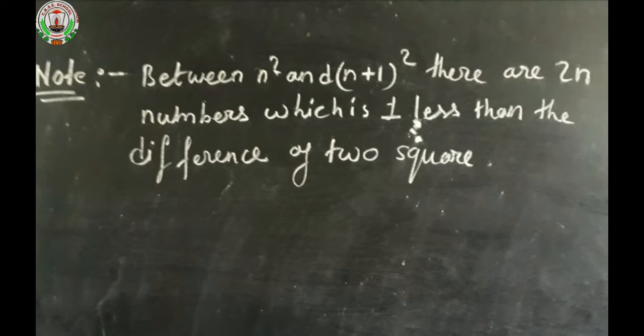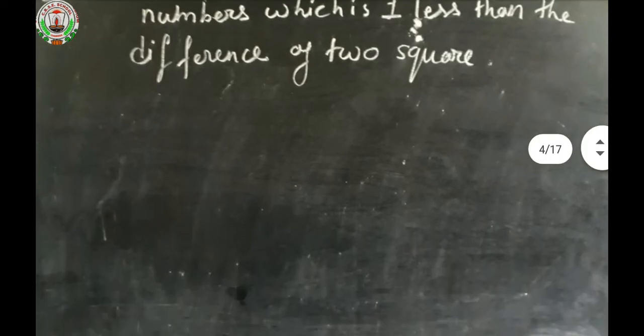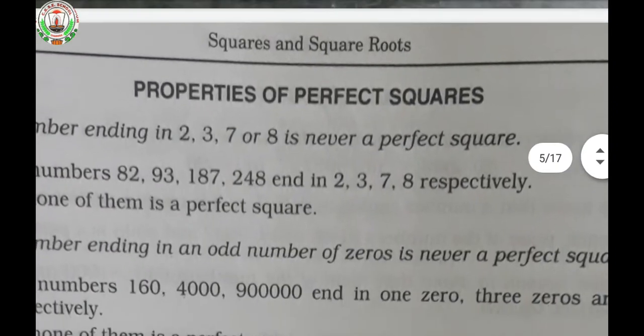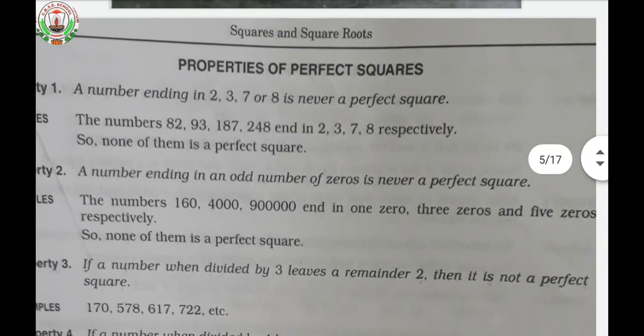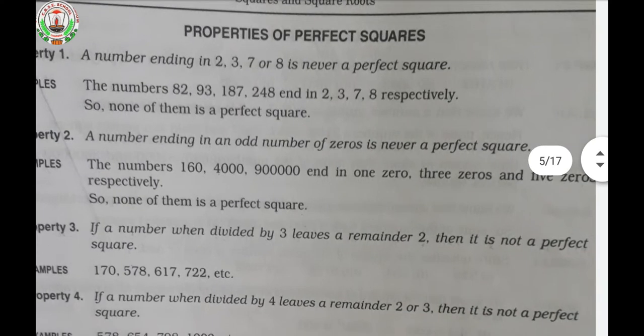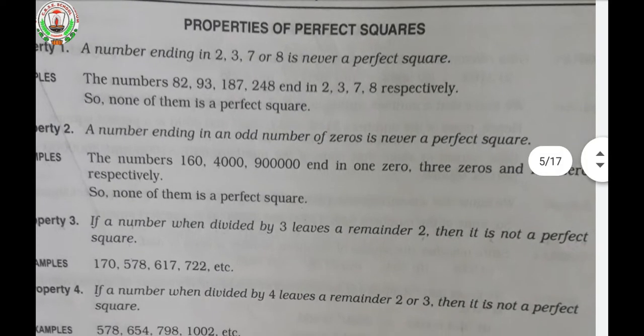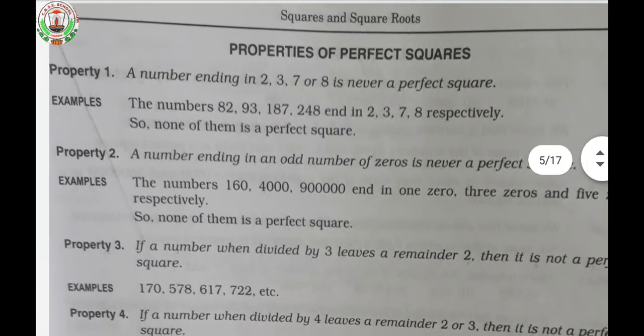Clear? So while doing the questions, it will be more clear to you. Now there are some properties we have to see, and only then will we start the exercise. There are about 10 to 11 properties, so you have to study those properties.